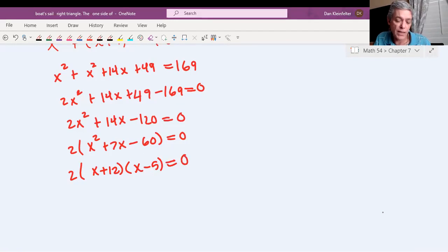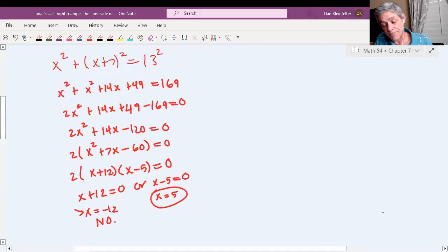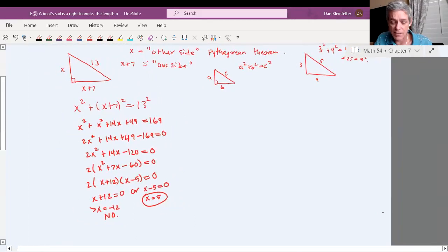Okay, and so that will do it. Since 2 is not 0, it must be that either x plus 12 is 0 or x minus 5 is 0. If x plus 12 is 0, x is negative 12. If x minus 5 is 0, x is 5. As I mentioned before, this is a length of a side of a triangle, so it's not going to be negative 12. So x equaling negative 12 is not going to give us a solution. However, the 5 does. Now we're back to the meaning of the problem.